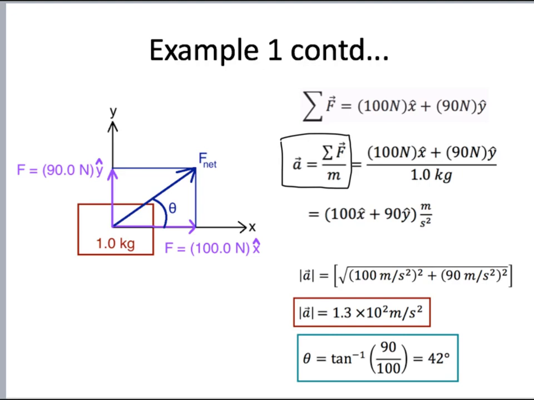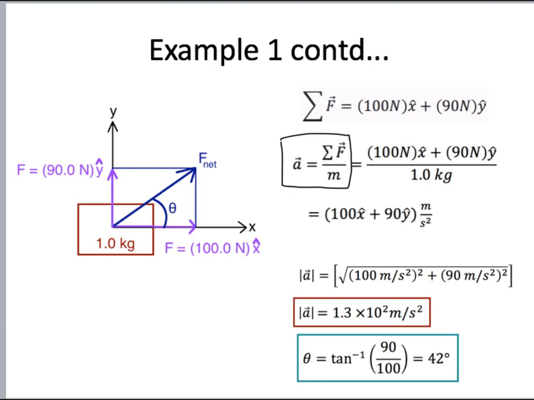And of course, the angle is going to be given by the arctangent of the y component, which is 90, divided by the x component, which is 100. That's because that's the opposite side, that's the adjacent side. The arctangent of the opposite over the adjacent gives you the angle theta, and that works out to be 42 degrees. And from my picture, that looks roughly like what it should be, and so that makes me happy that my picture and my math correspond.